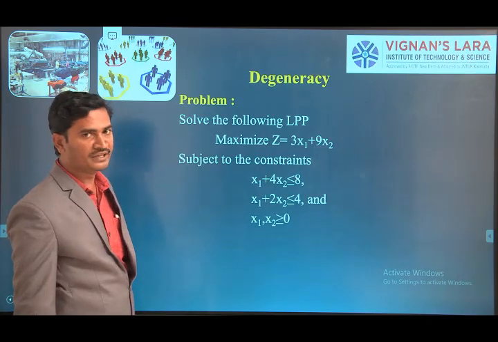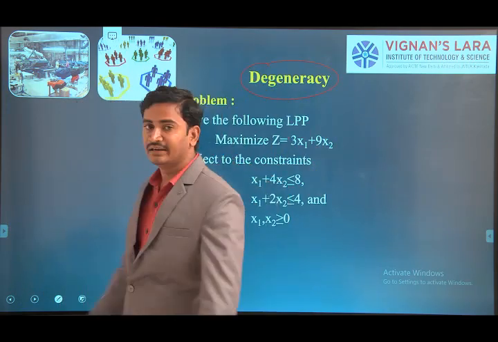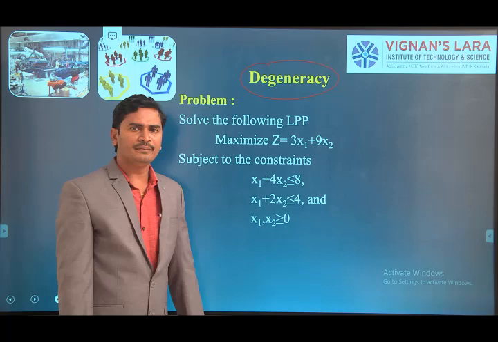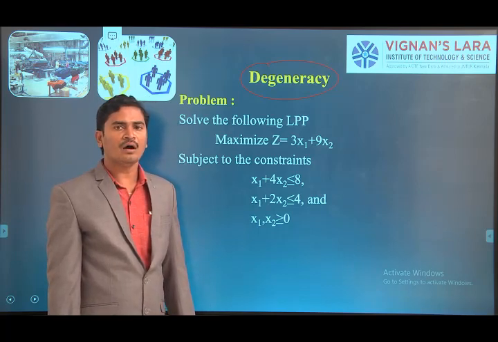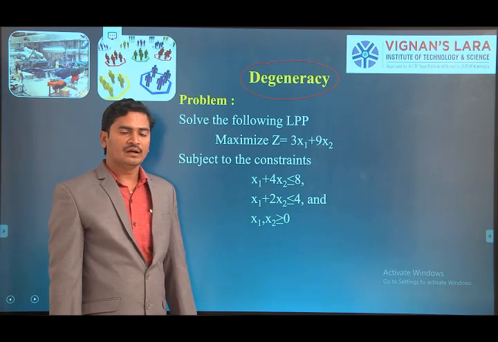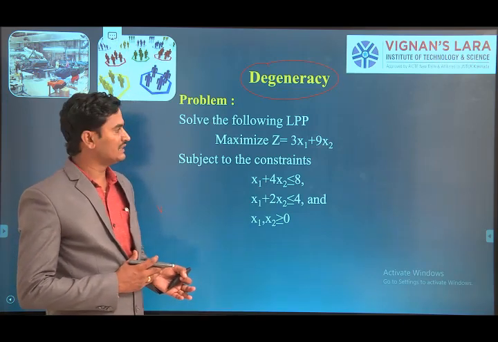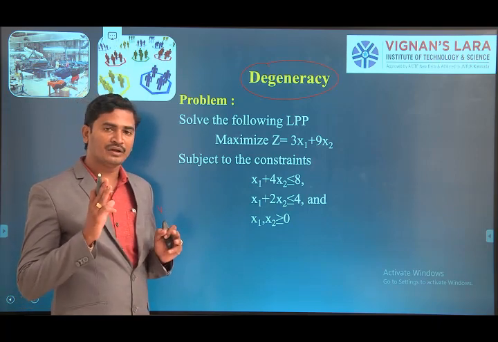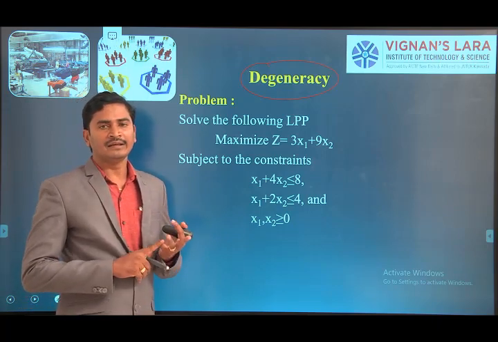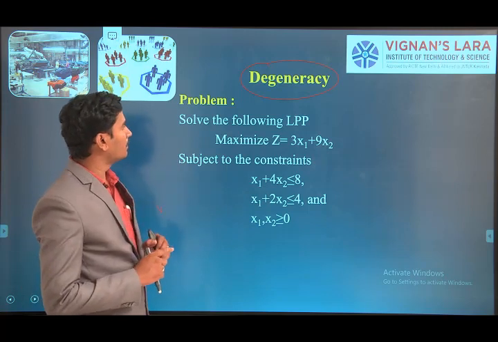Coming to the degeneracy problem, what do we mean by degeneracy? Degeneracy means a tie between entering variable or leaving variable. Where we have a tie in a simplex table, that is called degeneracy. Degeneracy occurs at two places: one is the key column and another is the key row. Okay, coming to the problem.